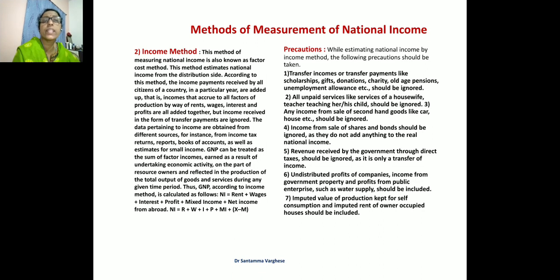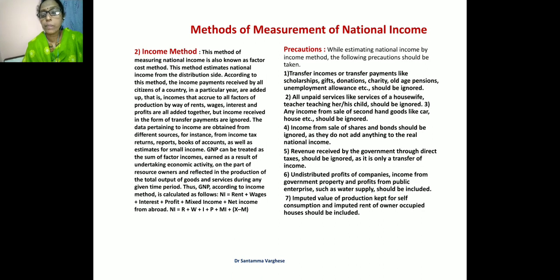But while calculating the national income, there are some precautions we have to take. Which are the precautions that we have to keep in mind while calculating the national income? The transfer income should not be taken while calculating the national income. Which are the transfer incomes? Like scholarship, gifts, donations, charity, old age pensions, unemployment allowance, etc.